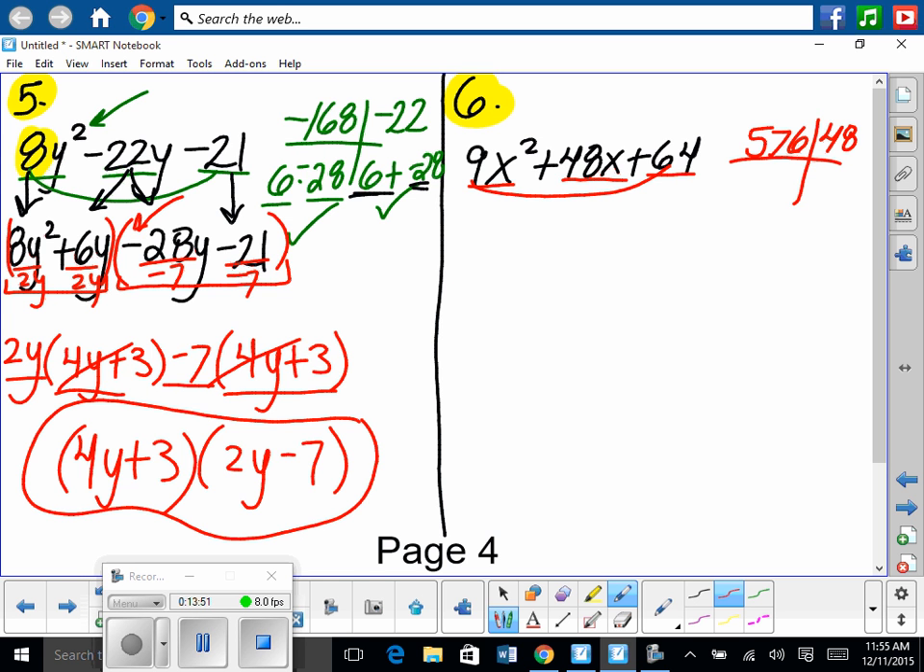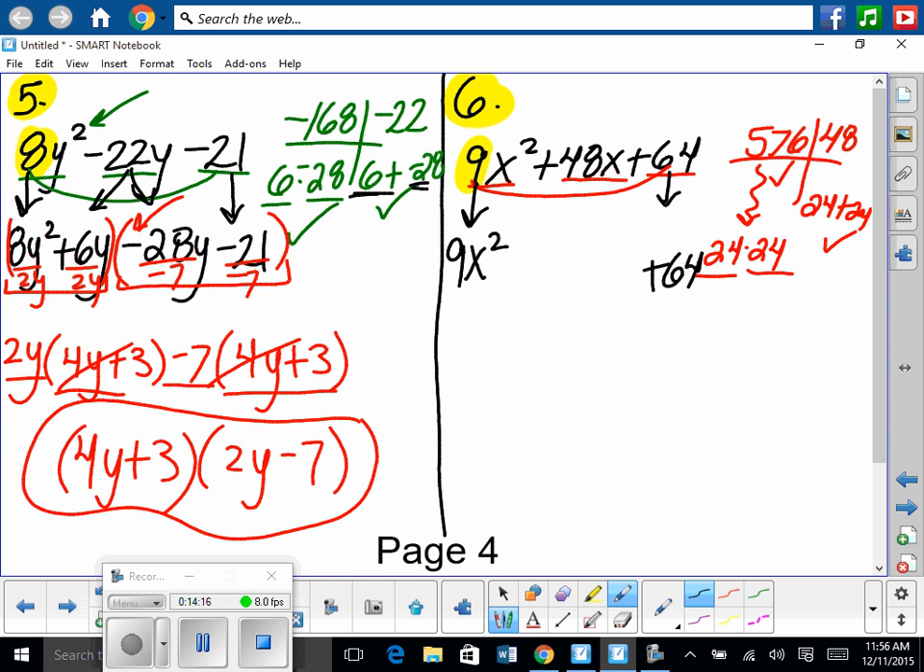But I kept going, testing things, and I got up to 24 and 24. And then look, positive 24 times positive 24 is 576, and then 24 plus 24 is positive 48. Now, once again, because our a value is not a 1, we have to drop and break. So we have 9x squared, positive 64, breaking down that 48x as positive 24x, and then positive 24x.